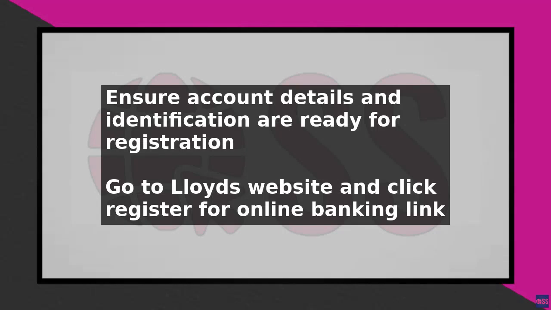To activate Lloyds online banking, you will need to follow a few simple steps. First, ensure you have your account details and a valid form of identification ready. Start by going to the Lloyds website and clicking on the Register for Online Banking link. You will then be asked to enter your personal details, including your account number and sort code.